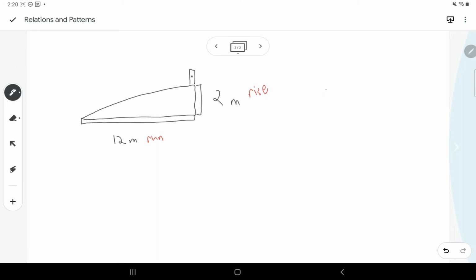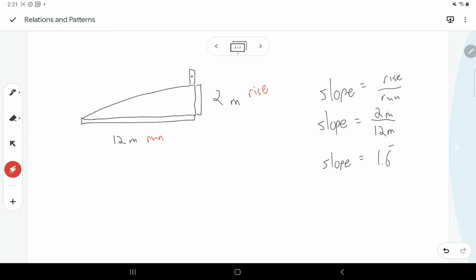Okay, so to find our slope, all we have to do is we take slope equals rise over run, which will be slope equals the rise of 2 meters over the run of 12 meters, which if we calculate that, will give us a slope of 1.6 repeating. Okay, notice the units disappear since they cancel, but it'd also technically be correct to write meters per meter, since that's what's really happening. It's going up a certain number of meters while it's also going across a certain number of meters. We just tend to write slopes without the unit.